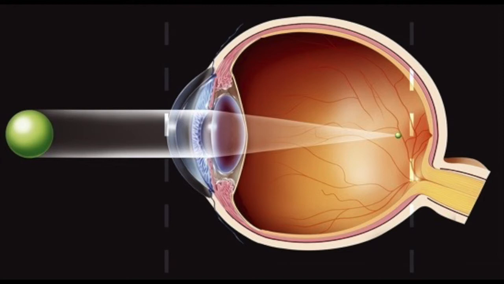And here is a myopic eyeball. You can see clearly from the first image that the eyeball is more elongated. So now the image is actually focusing some distance in front of the retina, thus making the image for the viewer appear as blurry.